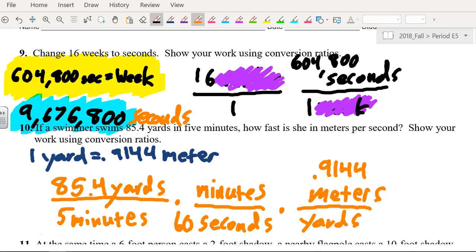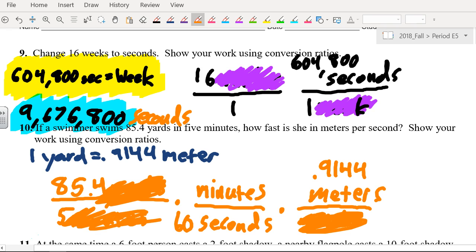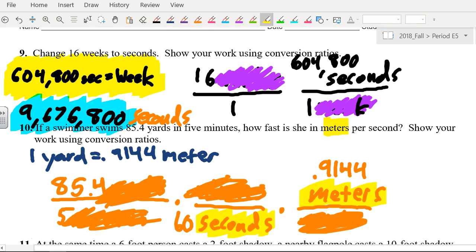Good. So now we cancel. I'm going to use orange or else it'll get weird. Okay. So yards cancel with yards. Gone. Minutes cancels with minutes. And our answer should be meters per second. Now let's double check that. Yes, meters per second. So I'm ready.